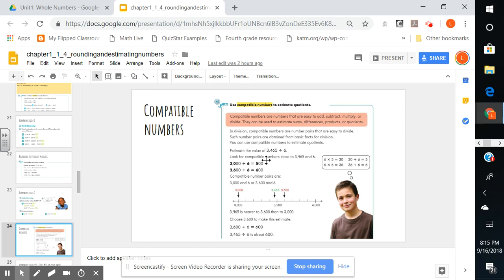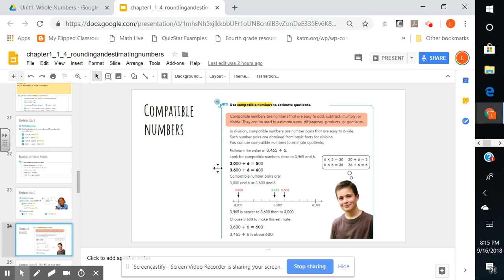So let's do this problem in your notebook. 3,465 divided by 6. Well, that is a number that we need to figure out how to round to a number that's compatible with 6. So let's look at our multiplication chart of the 6's. 6 times 5 is 30. 6 times 6 is 36. So I think that therefore, if we look at the first 2 digits of the 3,465, it's 34. So which one is it closest to? Well, we see 6 times 5 equals 30, and 6 times 6 equals 36.